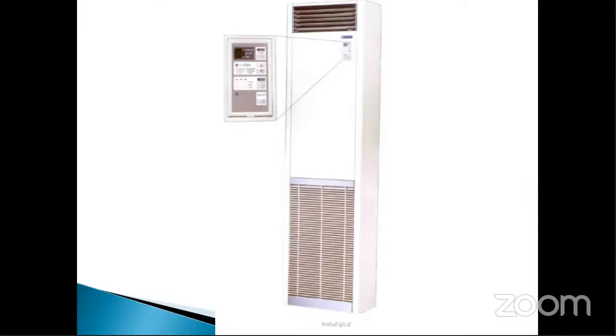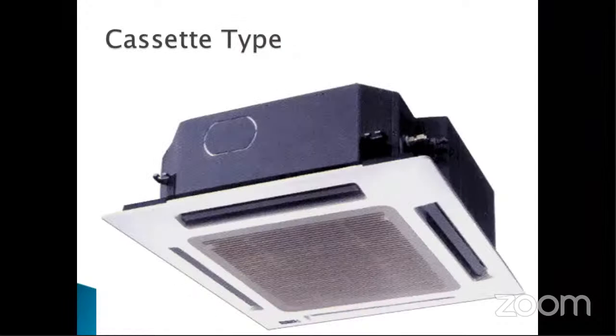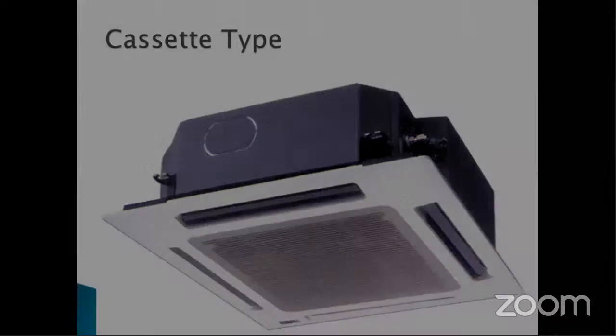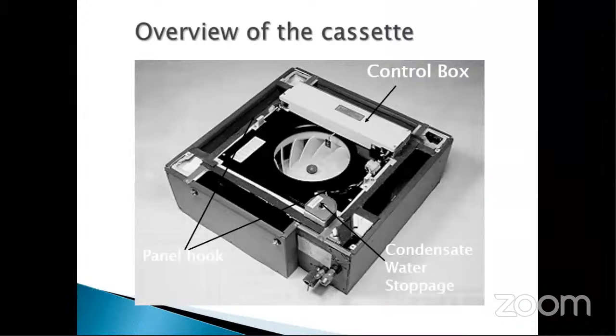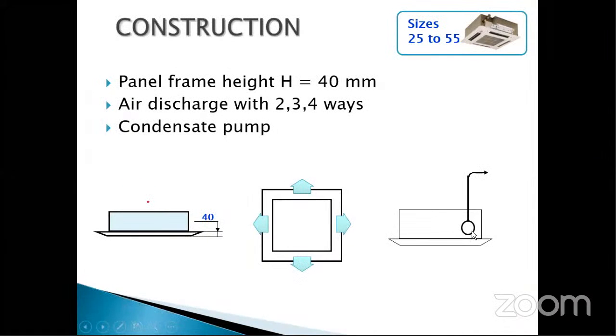This can be used for atriums, libraries, or spaces with high ceiling height. And then we have the cassette type air conditioner which can be installed in your false ceiling in the center of the room. Because the air conditioner is installed in the center of the room, you need to have a condensate removal pump that can remove the water from the evaporator coil and send it to the nearest drain line. So we have to lift the water against gravity. For this reason, we need to have a condensate removal pump.